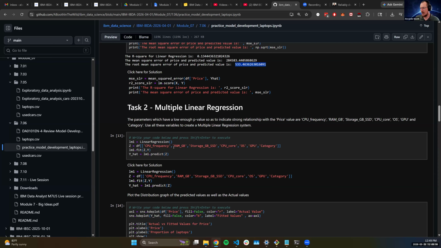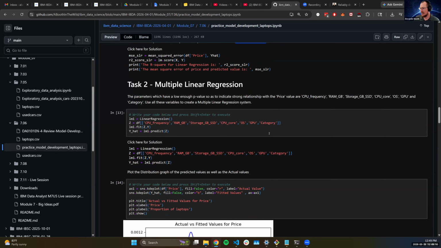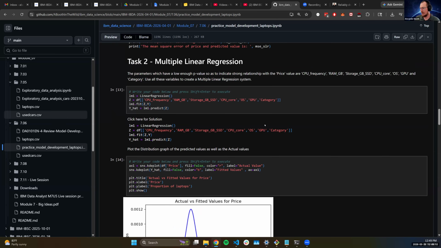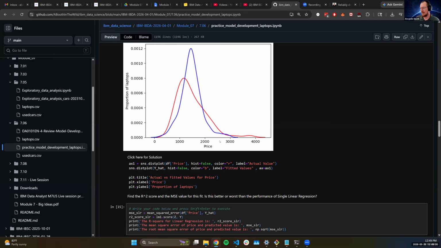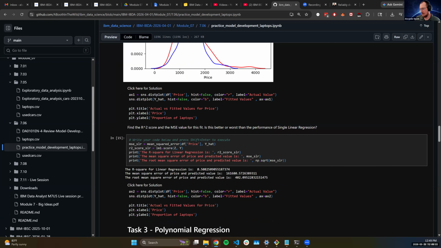Now we're going to do multiple linear regression. So we're going to add in multiple features here. And you'll see by adding in multiple features, we end up creating better models. Our model fit, our residuals are a lot closer to the actual price of the laptop. And if we look at the R squared, we've jumped up all the way to 0.5. So more than tripled just the one feature alone.